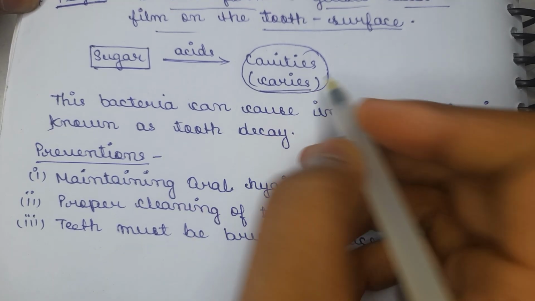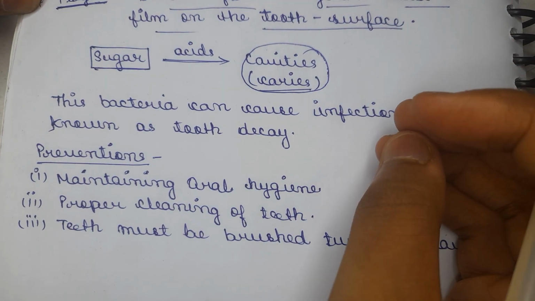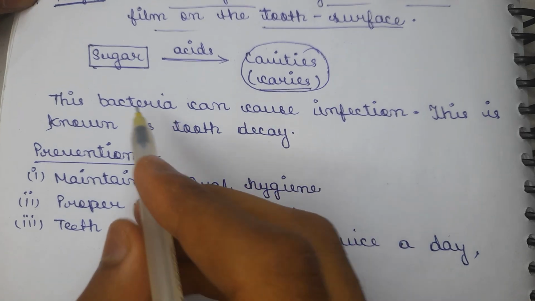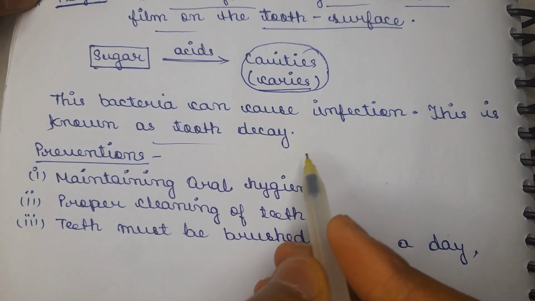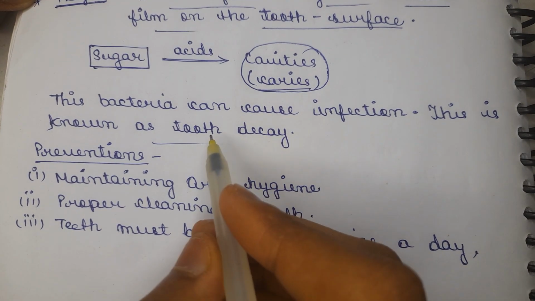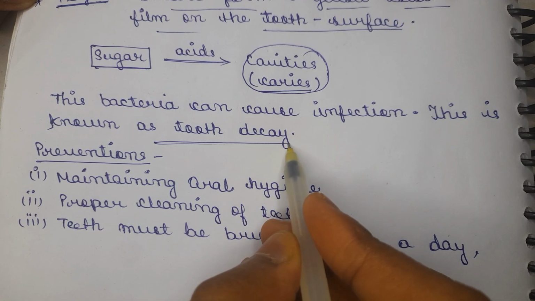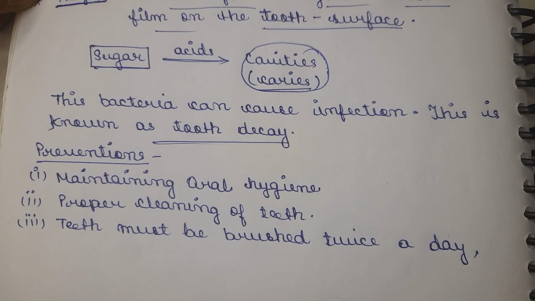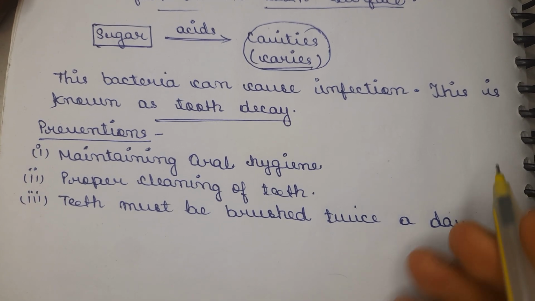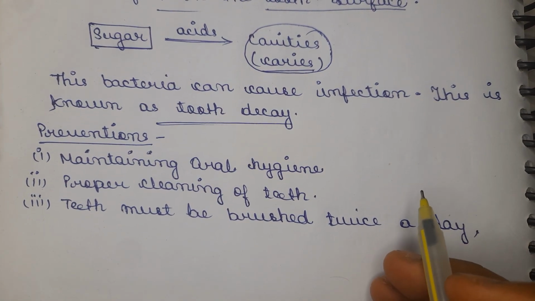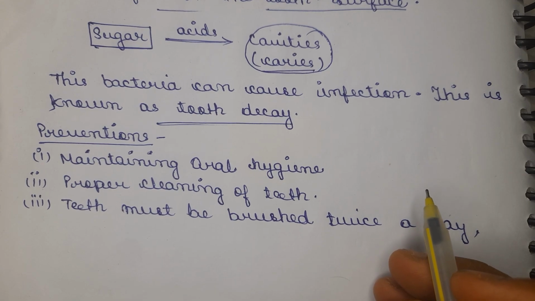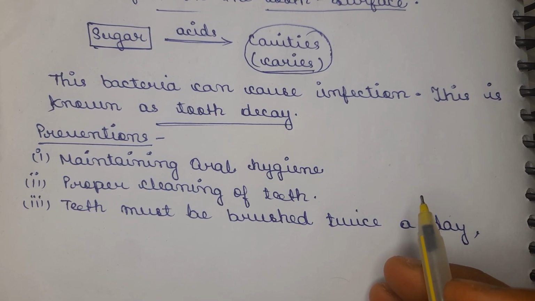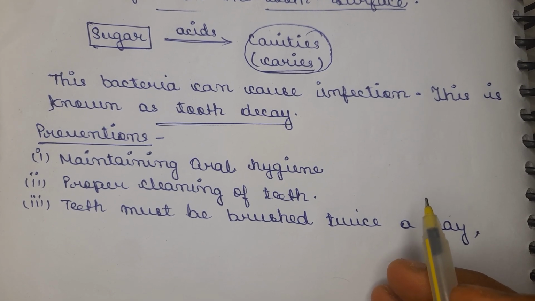And these bacteria can enter the tooth pulp also through this caries and cause infections. So this is just the example or the definition of tooth decay. The condition can lead to several toothaches, and it can also ultimately result in the loss of teeth.